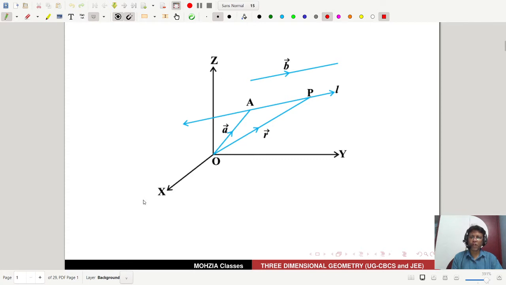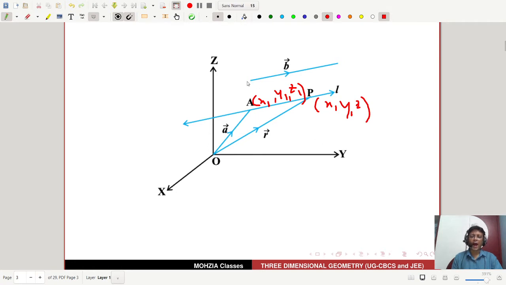So this is a three-dimensional coordinate axis ox, oy, oz, and you have a straight line L, and A is the fixed point on the line. Let the coordinate of A be x1, y1, z1. Cartesian coordinate, and P is a variable point anywhere on the line L. So coordinate of P is suppose x, y, z.